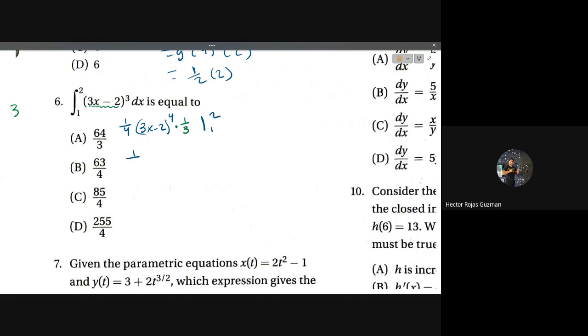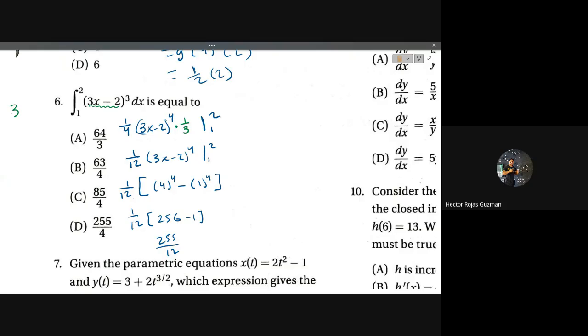Okay, so this gives me 1 over 12, evaluated from 1 to 2. And I'm going to take the 1/12 out. Just going to go ahead and work with the part of the function. So that's going to be 3 times 2 is 6. So 4 to the power of 4. 1 times 3 is 3. 4 to the power of 4. 16, 64, 256, which is 255.